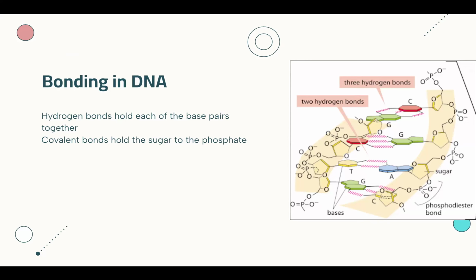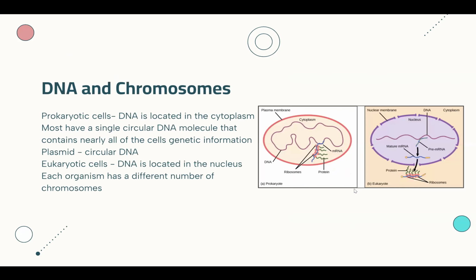The main bonds in DNA are hydrogen bonds. Hydrogen bonds are holding the base pairs together, and it's how the nucleotides match up, okay? And then it's covalent bonds that hold the sugar and the phosphate together. So it's covalent bonds here, and covalent bonds here. And then between each of the nucleotides, between the G and the C, there are hydrogen bonds. Hydrogen bonds are stronger than covalent bonds, okay?